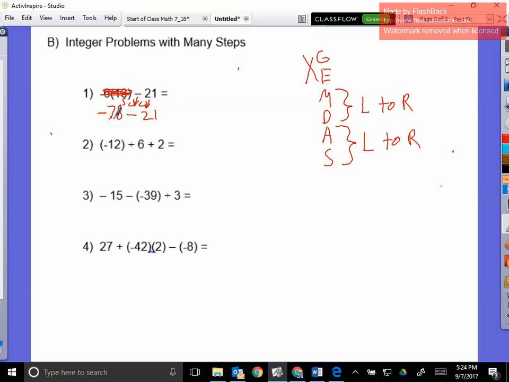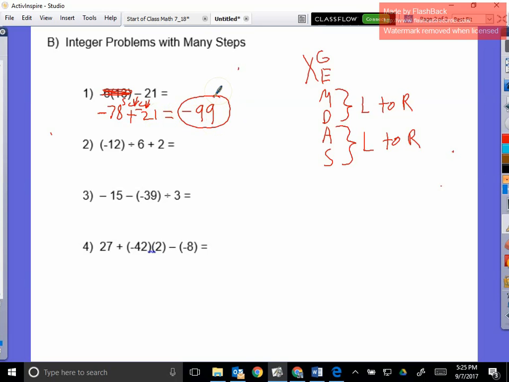So keep the -78 the same. Change the minus sign to addition. Change this 21 into a -21. And now we can go ahead and add those together. They are both negative, so we're going to add like normal. And we're going to make that -99 because we're going to come up with a bigger negative. Okay, so there's our answer to number 1.